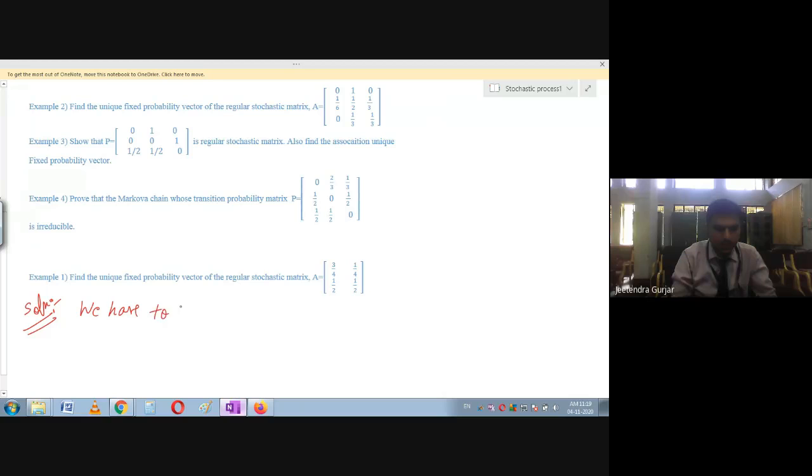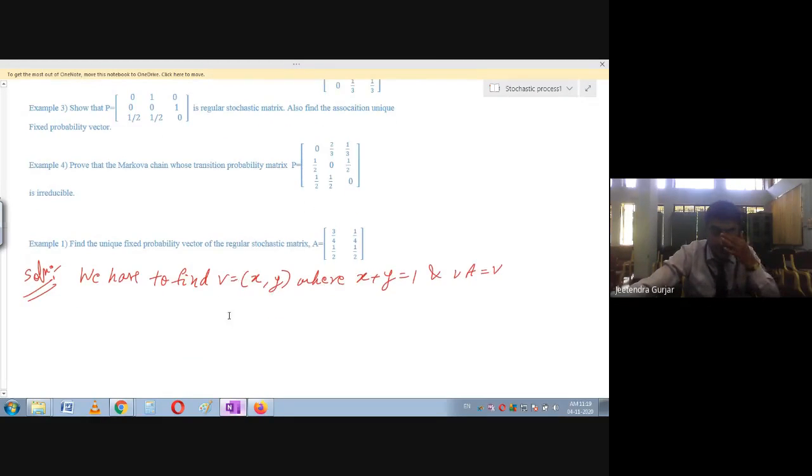So what do we have to find? The vector. This is a 2 cross 2 matrix, so I take X and Y. Please remember this. And what is the condition for this, students? Yes, X plus Y is equal to 1. And we have VA is equal to V for a fixed probability vector. The question is to find the unique fixed probability vector of a regular stochastic matrix A, and they have given this matrix A of 2 cross 2.